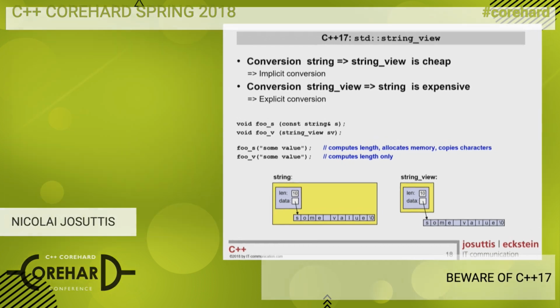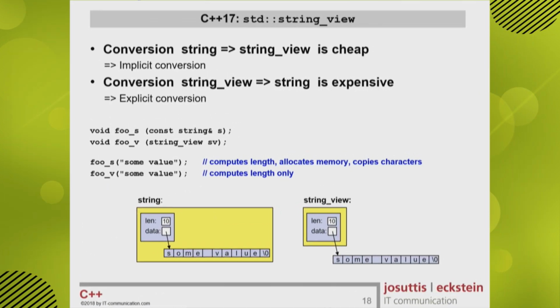The interesting thing is that in fact, string views are cheaper than strings. So if you, for example, have two functions, foo for strings and foo for a string view, if you pass a string literal, then you have to convert, in the first case, this literal to a string, allocating memory, and in the second case, you can use your string view.